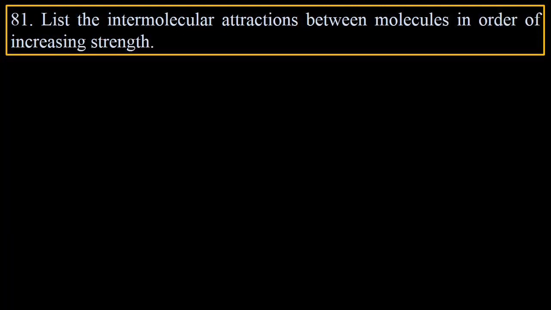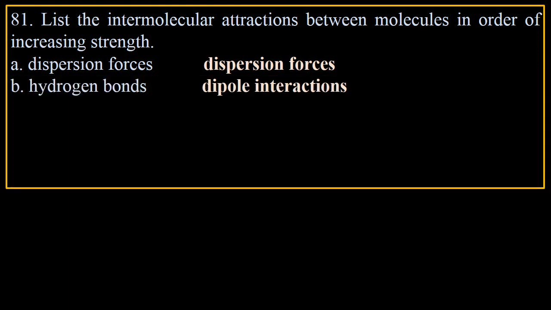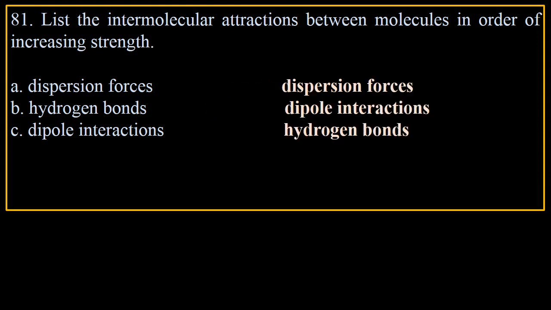Now, list the intermolecular attractions between molecules in order of increasing strength. I have this strangely formatted on iMovie, so I'm just going to run the five slides very quickly because of the way I have it. You're going to have dispersion forces, dipole-dipole, and hydrogen bonding. Dispersion forces are going to be least, then the dipole interactions, and then hydrogen bonding, because it says in order of increasing. So dispersion is lowest, and hydrogen bonding is greatest.